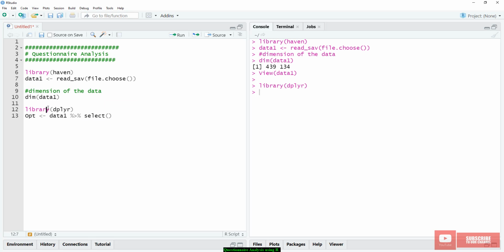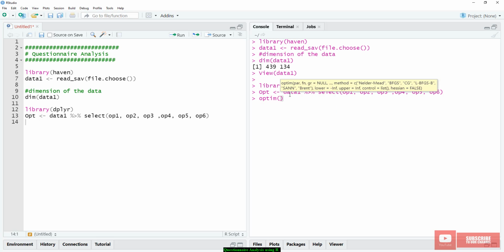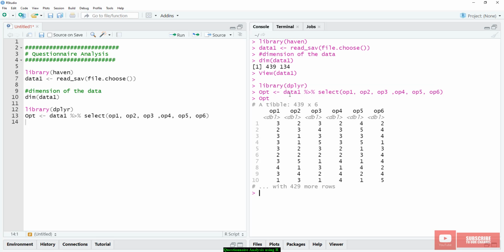Remember, I guna dplyr. Kita dah belajar dplyr, right? Dalam subsetting data, you already know how to use piping, right? So kita nak select OP1, OP2, OP3, OP4, OP5 and OP6. Right. Let's look at OPT. Right, kita dah keluarkan.